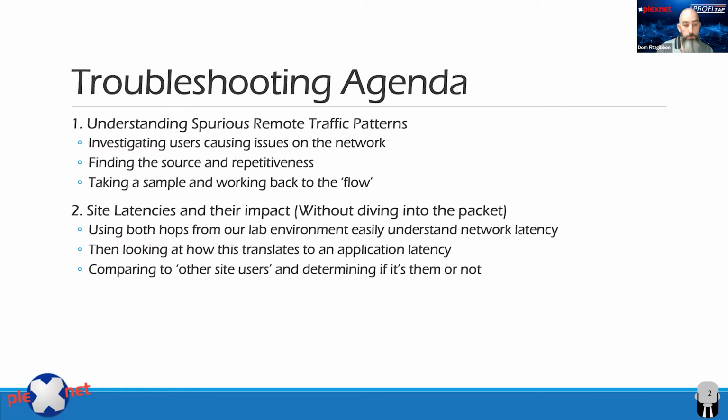So we're going to look at both hops, or multiple hops, and try to work out how we can see whether it's application or network. And then we can also compare to other users, to determine: is it just for that user, is it just for that application, or is it actually across the board?